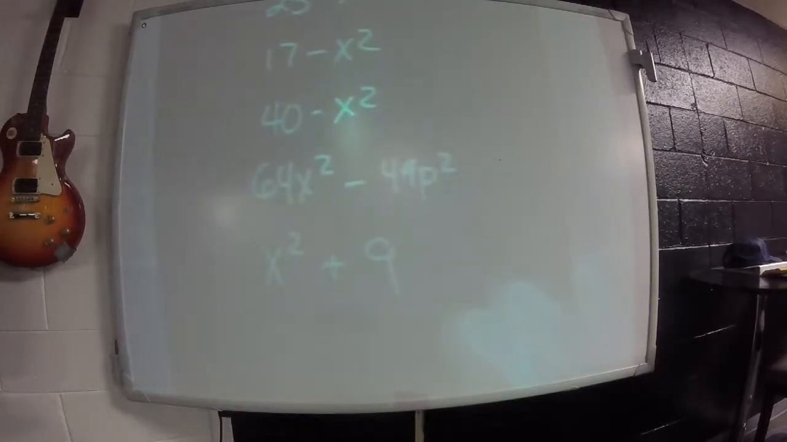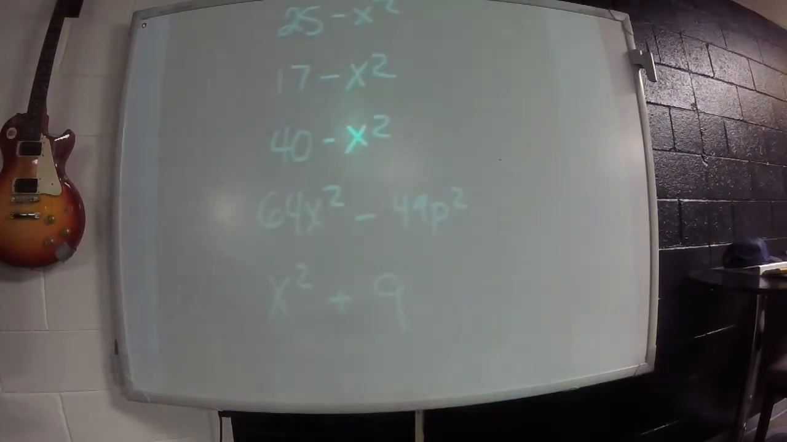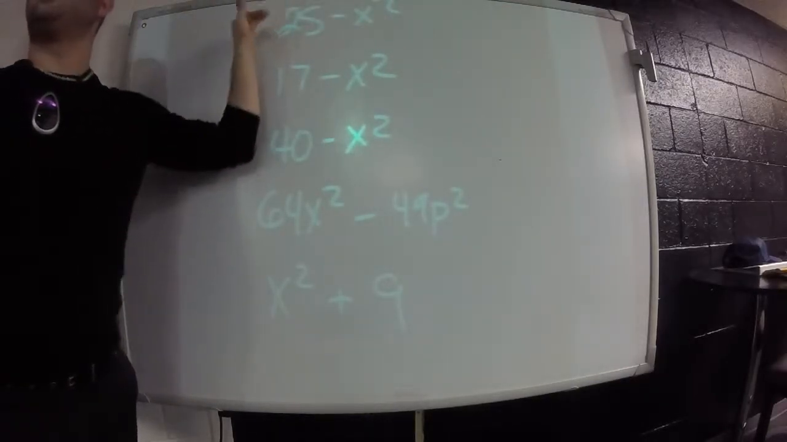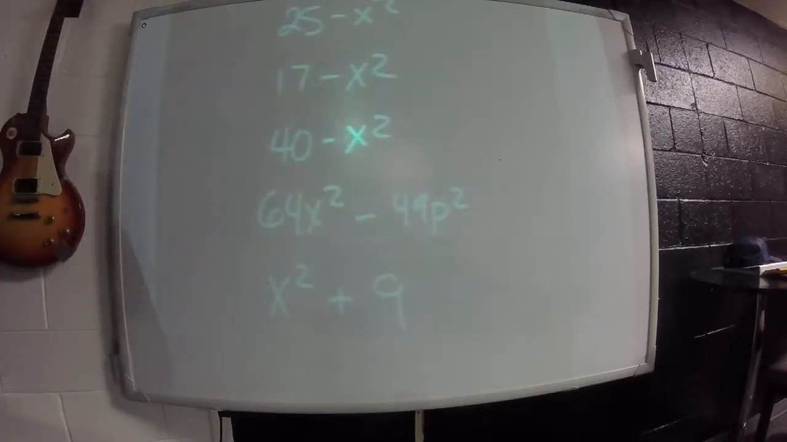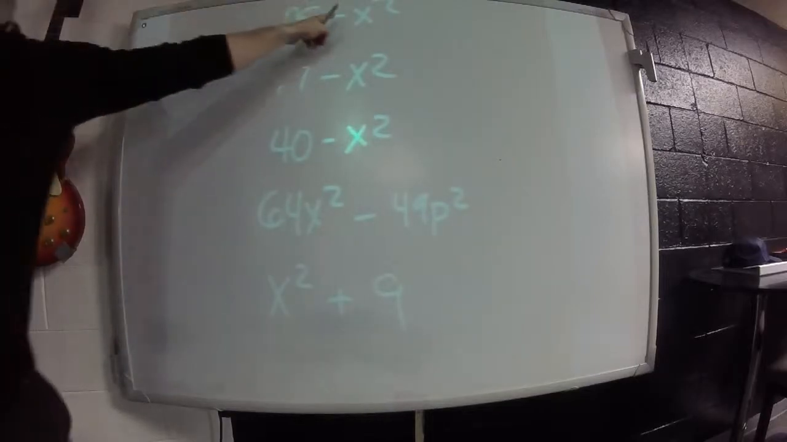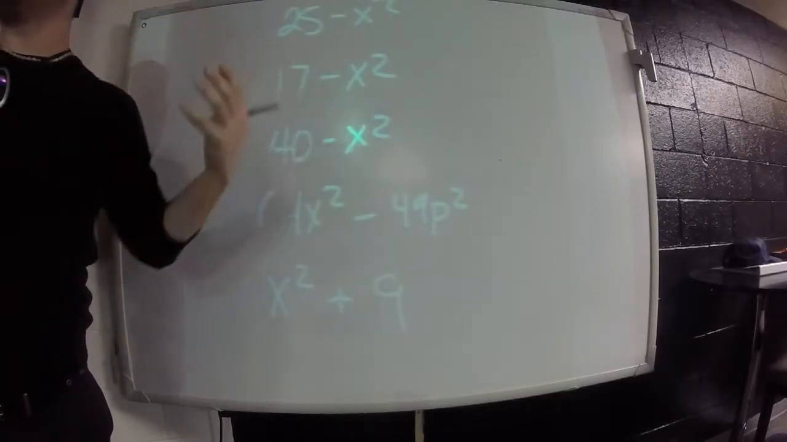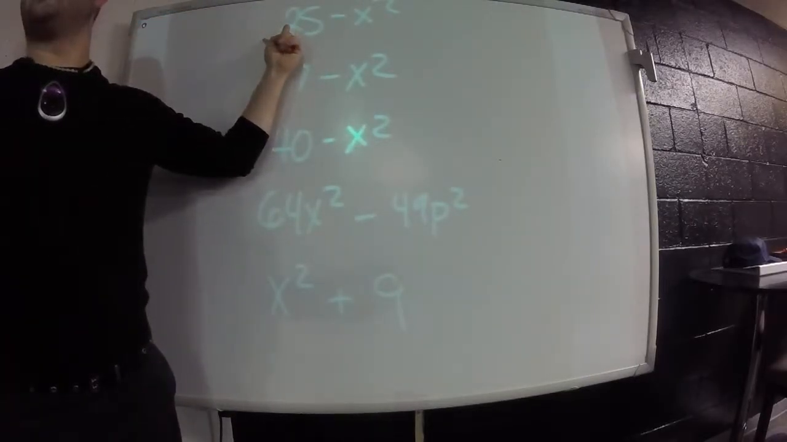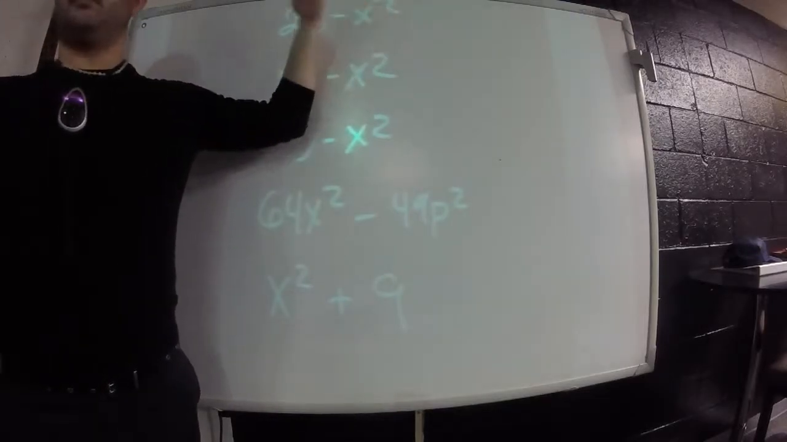All right, I got a handful of problems right here. The very first one, 25 minus x squared. What you need to do first is know if you're looking at a difference of squares, and then factor it. So when you're looking at this first one, is that a difference of squares? Yes. Okay, first off, how do you know it's a difference? Because it's subtracting. Now how do you know it's difference of squares? Because 5 times 5 is 25, and then x squared is by definition squared.